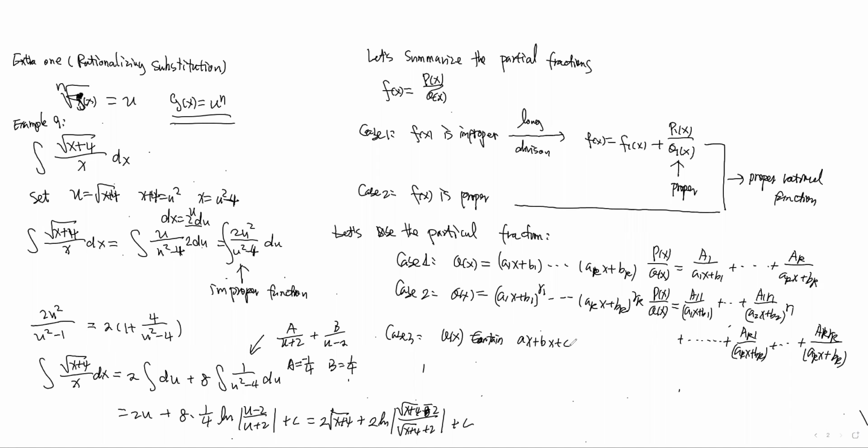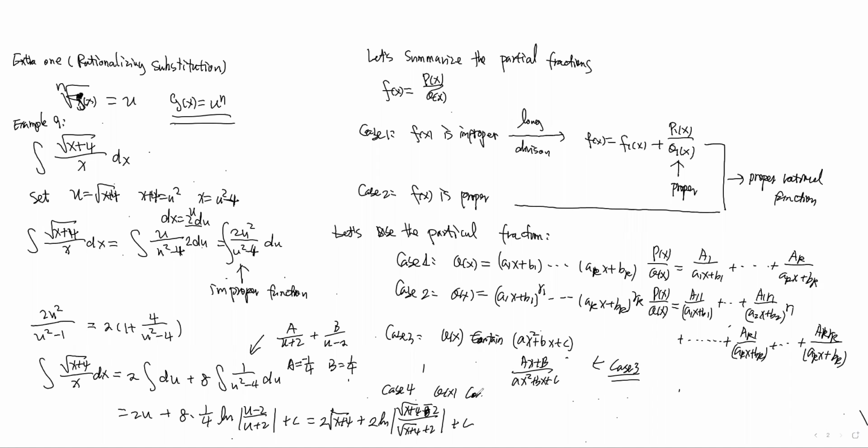If q(x) contains a term like ax squared plus bx plus c, then the partial fraction can be written as Ax plus B over ax squared plus bx plus c. This is case 3. Okay, so finally let's look at case 4.